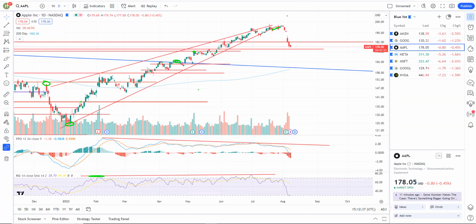Okay, let's get right into the stock market technical analysis. We're going to go ahead and look at some of these top mega cap tech stocks. We'll look at the broad markets, any other individual trade ideas. We obviously take a look at that, and then we'll wrap up.